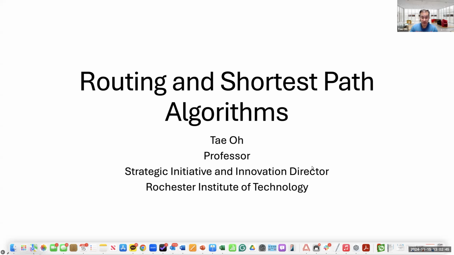Hello everyone. Today I'll be talking to you about routing and shortest path algorithms. I was going to talk to you regarding the shortest path algorithm, but students need to understand where the shortest path algorithm is used. There are a lot of different cases, especially it has been applied to routing mostly.